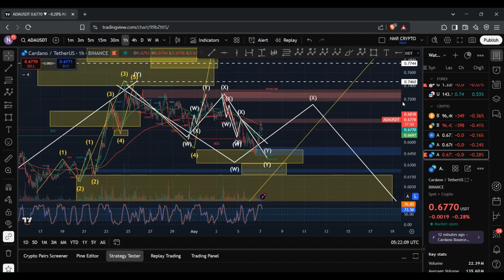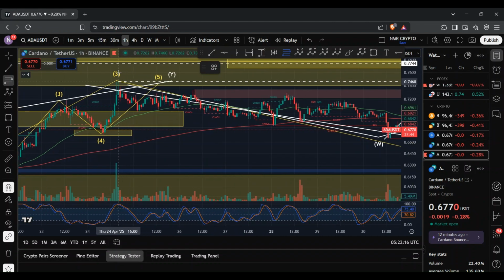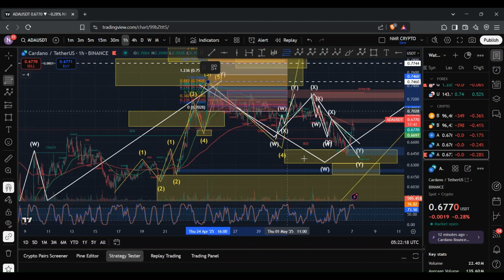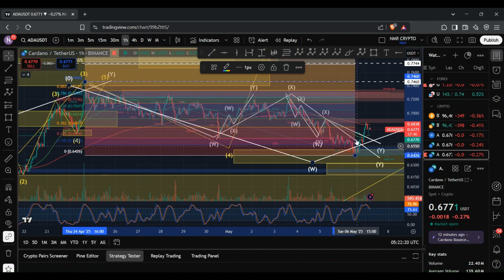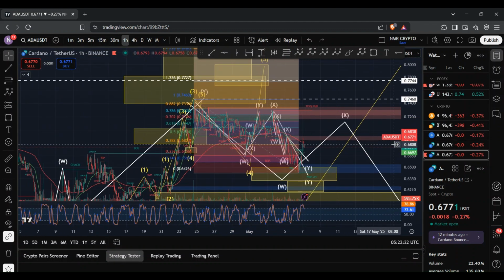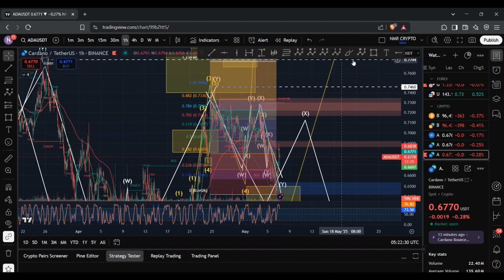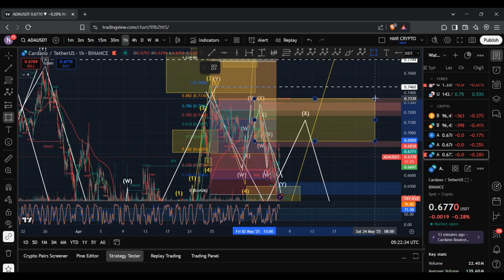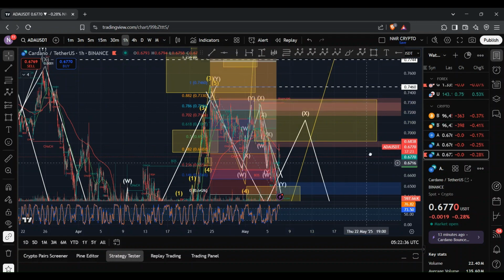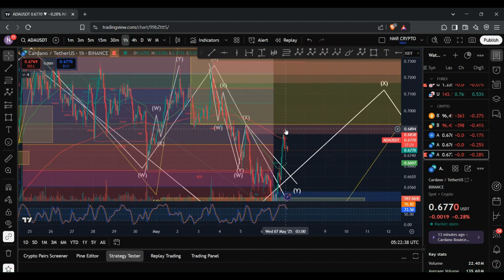And should that be the case, the wave X typically retraces anywhere between 50 to 88.2% of our W wave. And so if I draw that in, you can see that ADA has the potential to reach anywhere between around 69.24 cents to 73.26 cents. So if I draw that in as well, and we actually almost tapped into that region.